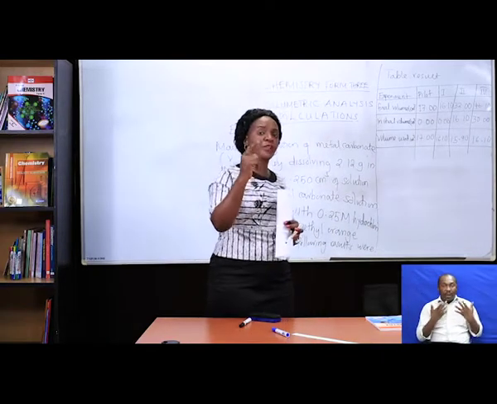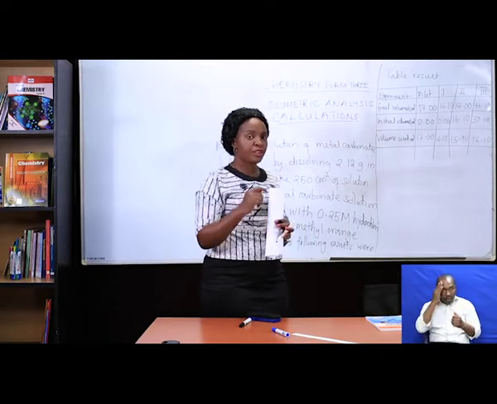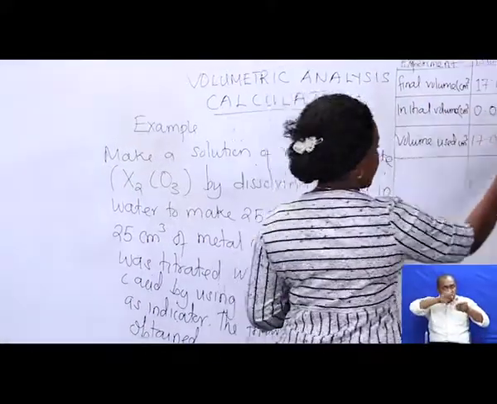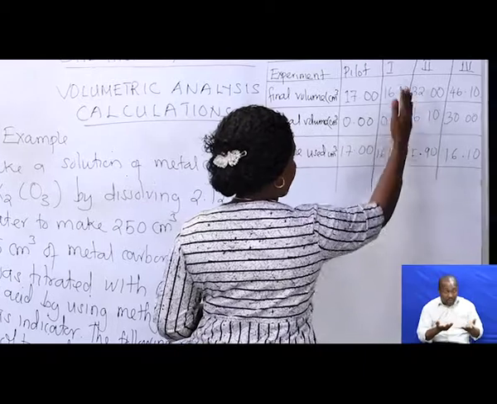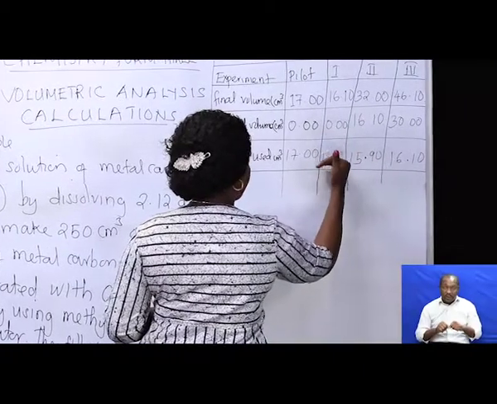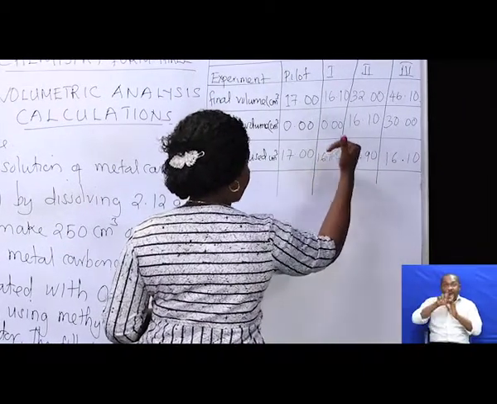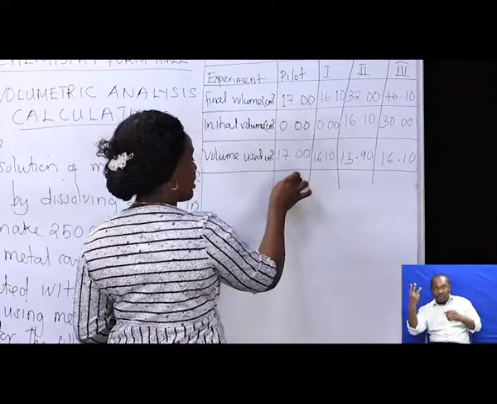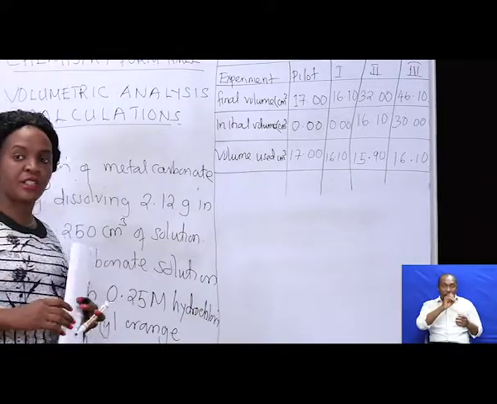Now we need to know the volume of acid used. After the experiment, how do we get it? We must add the volumes for experiment 1, experiment 2, and experiment 3. The pilot is not included. Why are we not including the pilot?